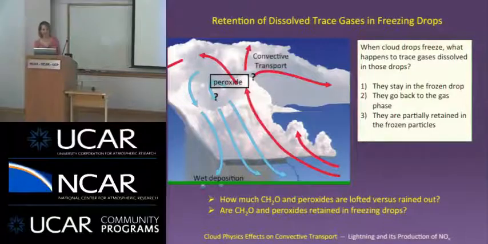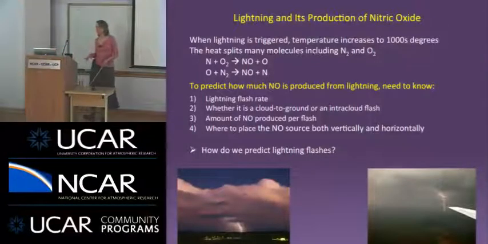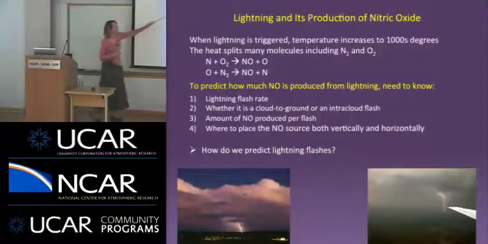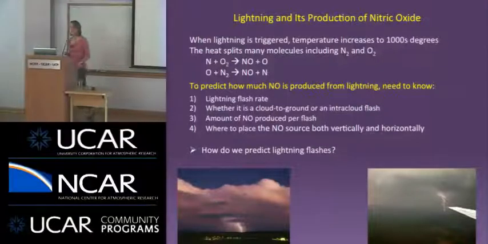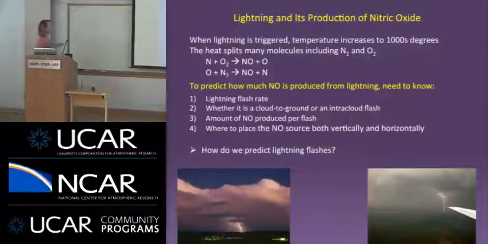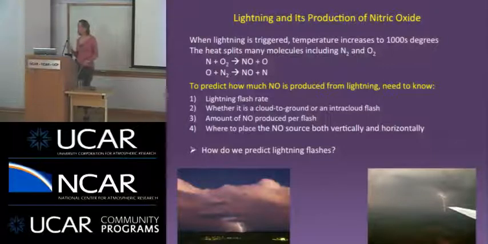So now I want to switch to talk a little bit about lightning and its production of nitric oxide. So as many of you know, when lightning is triggered, the temperatures increase. That heat splits up the molecules, including the nitrogen and oxygen molecules, which then recombine and start forming nitric oxide, as shown here in these reactions. I'm going to take this from a little bit of a modeling perspective in trying to represent what's going on and determining how much NOx is produced from lightning.